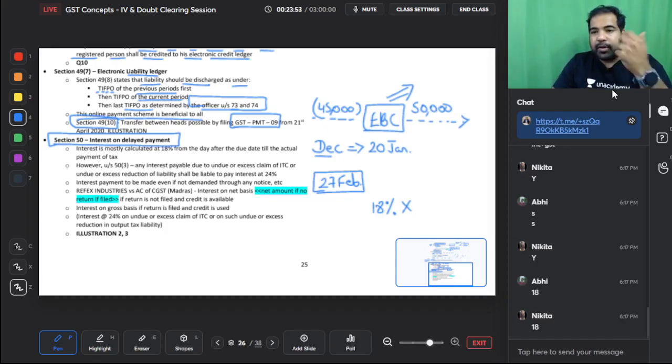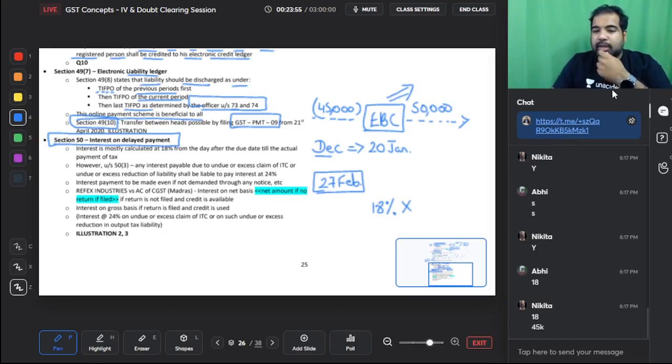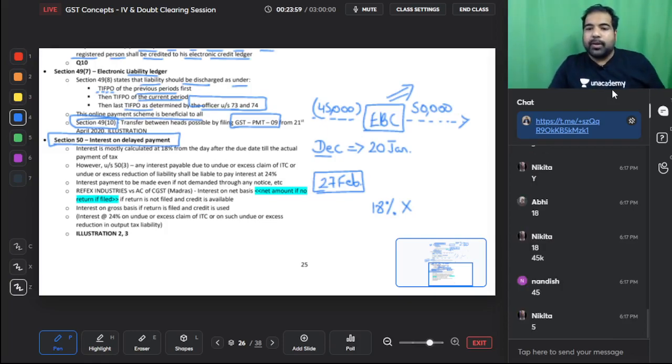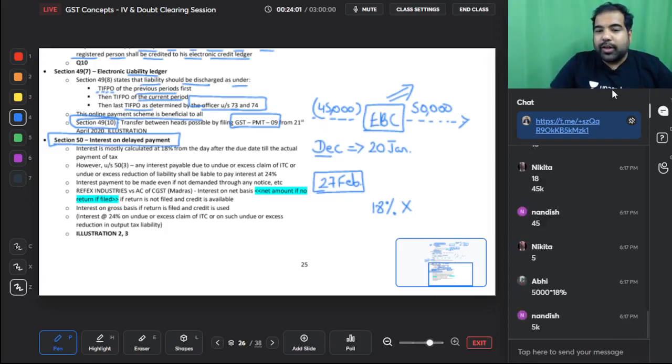Because you have not filed your return, that means you have not used your credit. So how much credit do you have? 45,000. So what is the net cash amount that you have to pay? 5,000. So only on 5,000 you will have to pay. Yes guys, please remember, you've not filed your return, and that's the reason your credit is still unutilized. So overall you need to pay only 5,000 to the government.